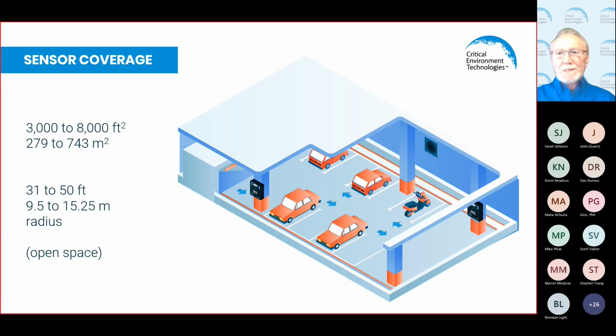And sensor coverage. Depending on the sensor, you can have anywhere from 3,000 to 8,000 square feet, 279 square meters to 743 square meters of coverage out of a sensor. That's a radius of 31 to 50 feet or 9.5 to 15.25 meters radius. That's a large area, much larger than you could cover with a single thermostat.